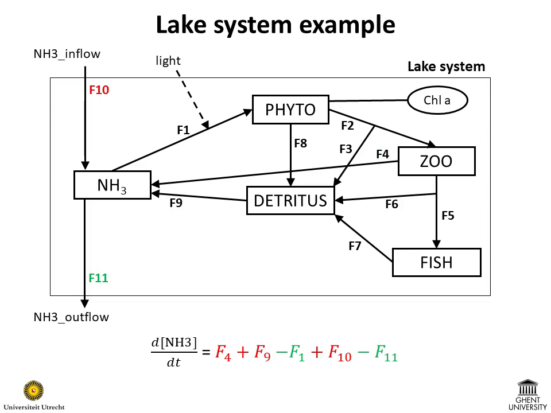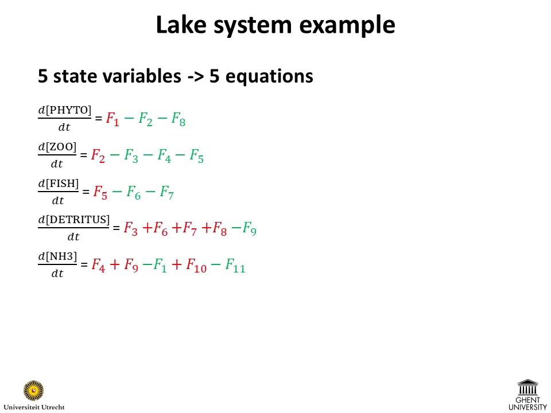Here we must be careful, because the mass balance of ammonia in the lake is also impacted by the transport into the lake, such as due to the agricultural runoff. Also, export from the lake, for instance by a river that flows out of the lake, needs to be considered. The additional inflow and outflow fluxes, F10 and F11, therefore need to be included in the mass balance equations. Overall, we obtain 5 differential equations representing the balances of nitrogen in the system. One equation for each state variable.